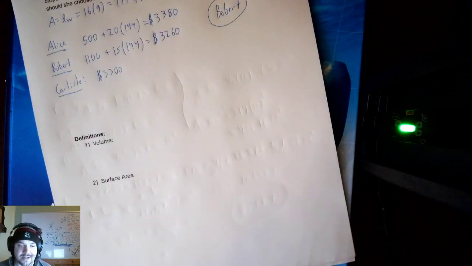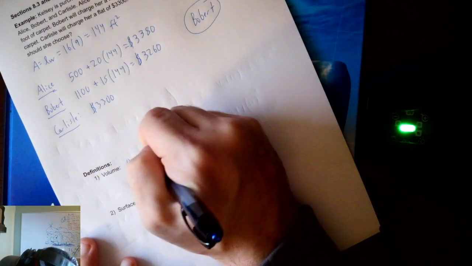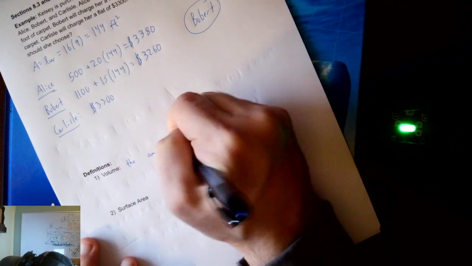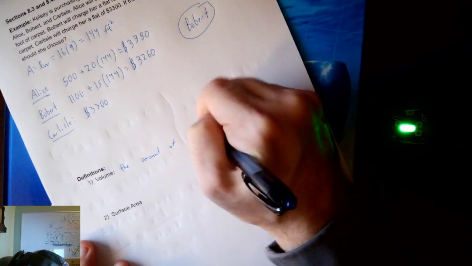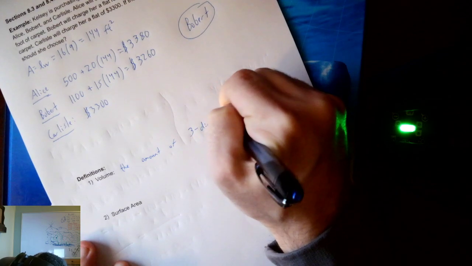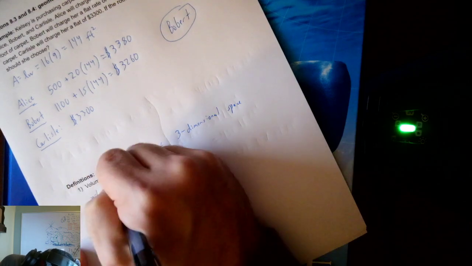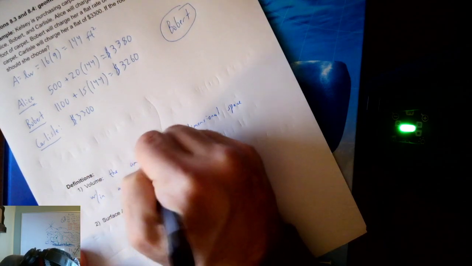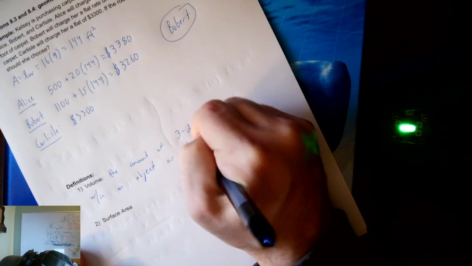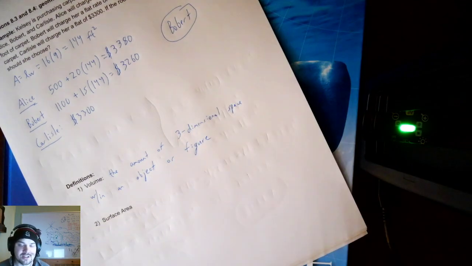Now, we've got some definitions. The first is volume. Volume is the amount of space inside of a geometric figure or an object. Volume is the amount of three-dimensional space within an object or figure. Think about how much liquid it would take to fill up the object. That's volume.